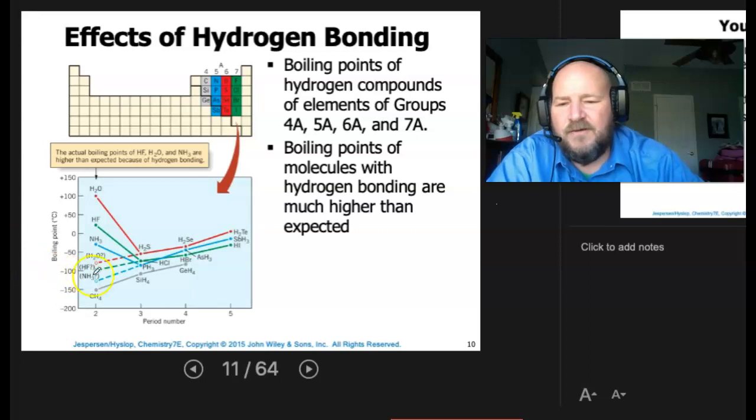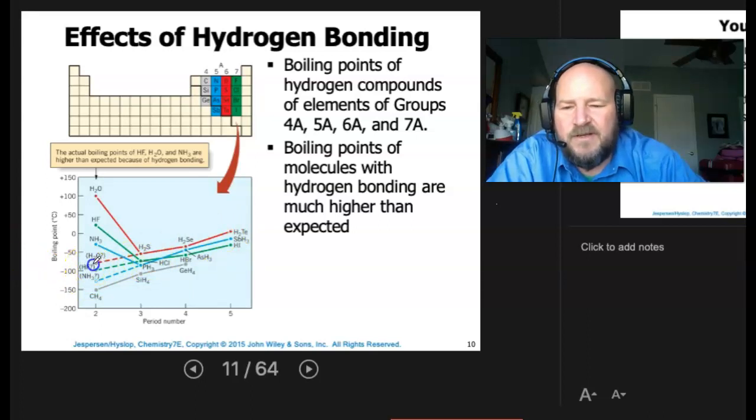If we're just looking at the general trend lines, we would expect water to be somewhere in here, but realistically, it's way up there. Same thing with HF and ammonia.